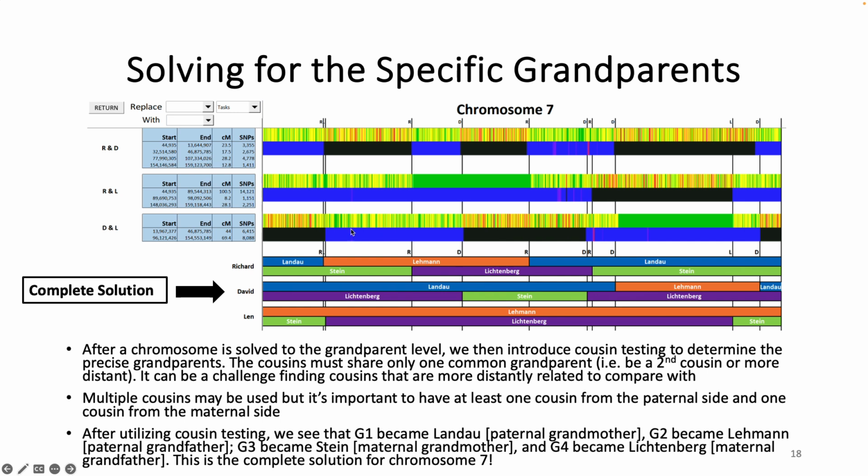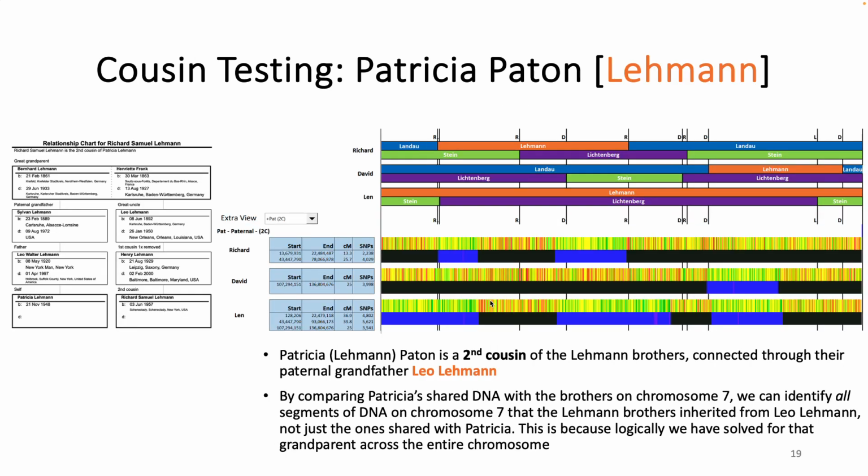And this is the complete solution for chromosome 7, where they're assigned to specific grandparents for all three siblings across their entire chromosome. Let's walk through how this cousin testing works in practice so you can figure this out. I have a few examples here. This is the best example. Again, you just need to have one paternal cousin and one maternal cousin.